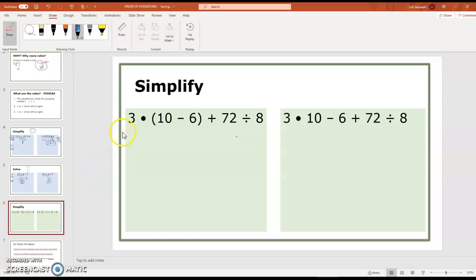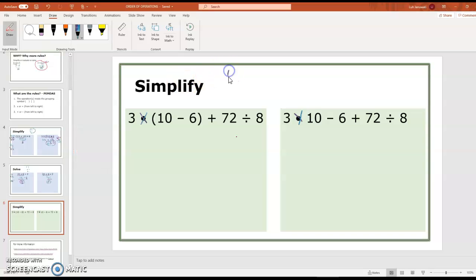Okay. Remember, this means multiplication, right? So what's the difference between these two problems? This one has parentheses and this one doesn't have a parenthesis. It's exactly the same numbers, right? It says simplify 3 times 10 minus 6 plus 72 divided by 8. Okay, I want you to pause the video and try to solve the problem by yourself, and then go back here and check your answer. Okay?